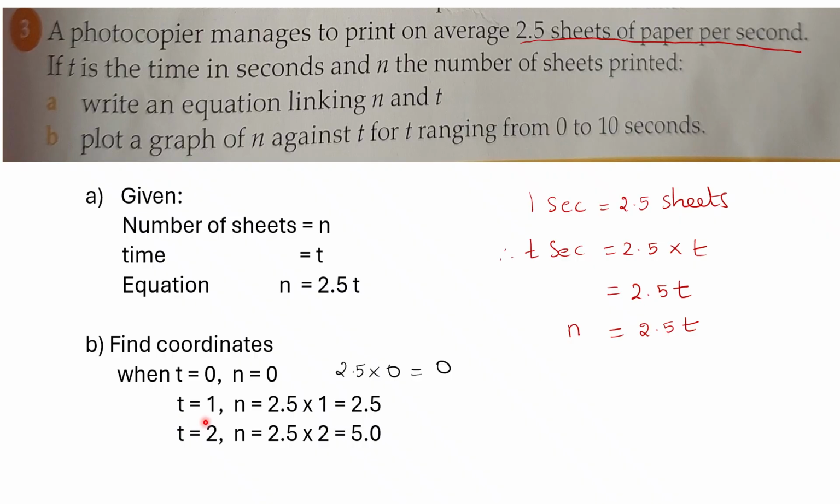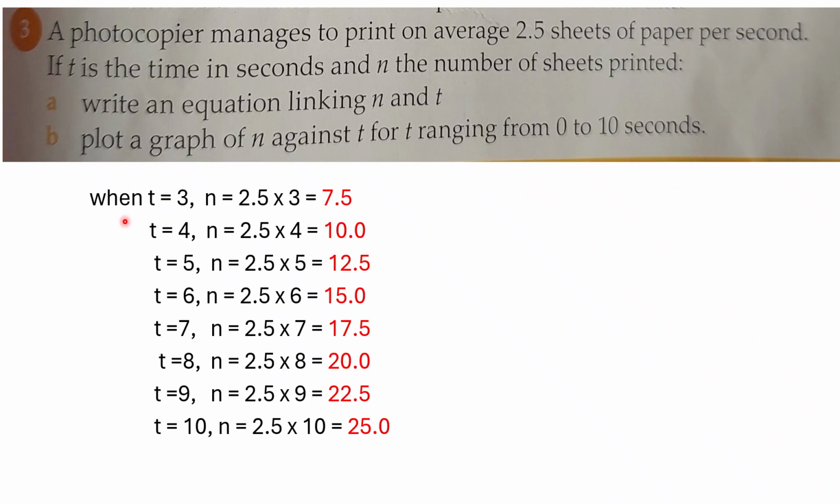Now t equals 1. We should substitute in the equation. So 2.5 into 1 is 2.5. Now when t equals 2, n equals 2.5 into 2, which is 5.0. When t equals 3, n equals 2.5 into 3, which is 7.5.